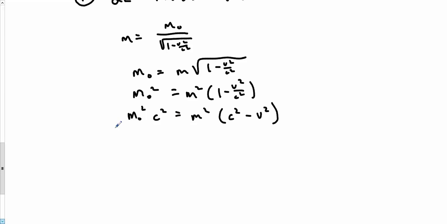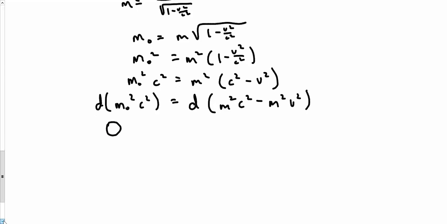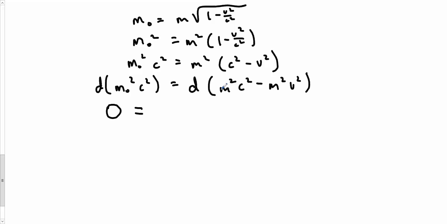Now I'm going to take the derivative of both sides. I might as well expand this at the same time: m squared c squared minus m squared v squared. The rest mass is a constant, c is a constant, and the derivative of a constant is 0. Equals. When I take the derivative of this, c squared again is a constant, so I don't do anything with that. The derivative of m squared is 2m dm.